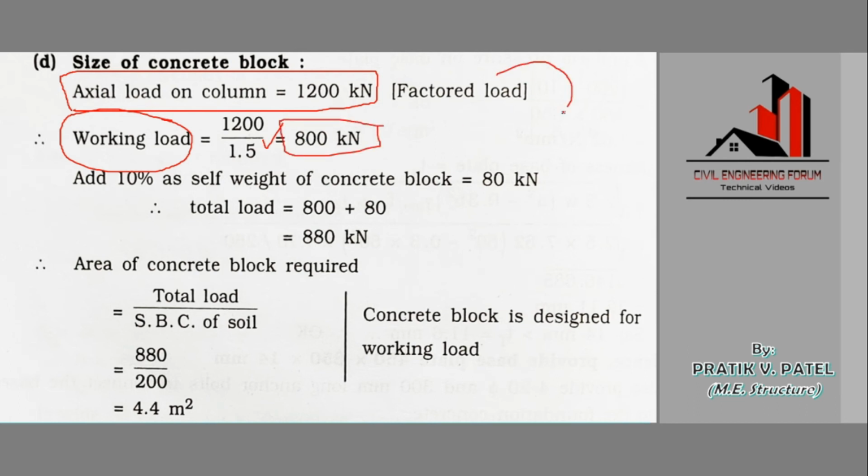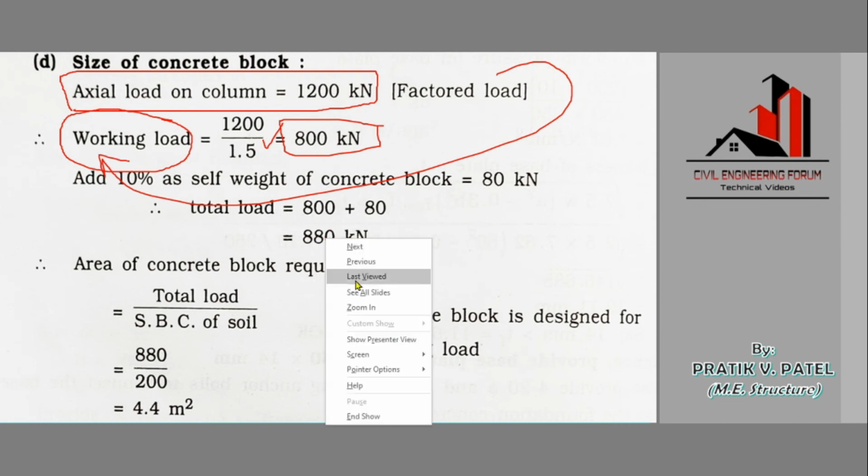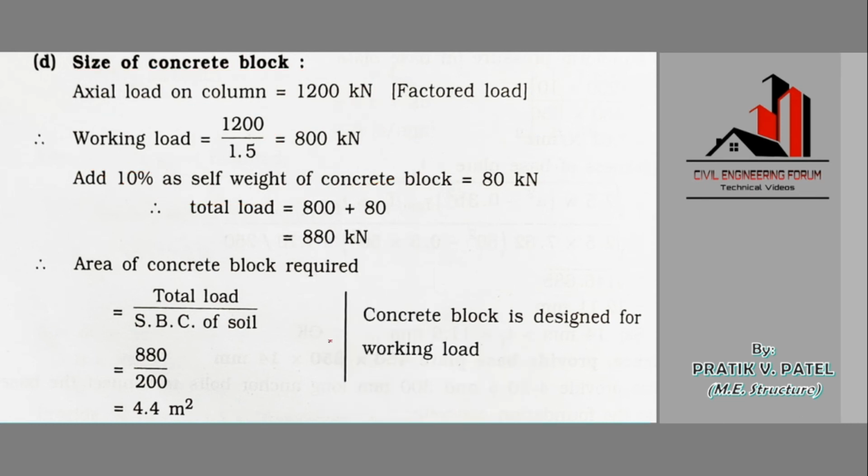Now the factored load we have converted to working load. But we have not considered the self weight over here. So we need to add something to this 800 kilonewton as self weight. That is 10% as the self weight of the concrete block. So 10% of this is 80. So the total will be 880 kilonewton as the total load on the column, or we would say the total load acting on the foundation. That is 880 kilonewton.